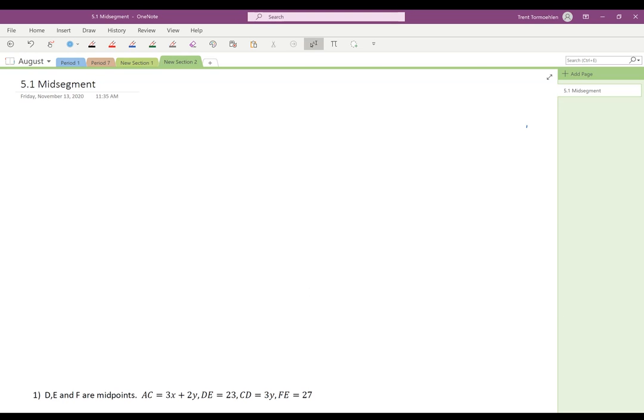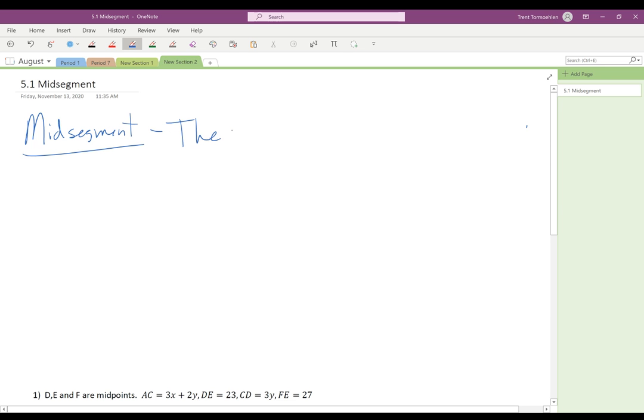Okay, so in section 5.1, we're talking about the mid-segment of a triangle. And the mid-segment itself is very easy to understand because it is simply the segment that connects two midpoints of the sides of a triangle. The segment, not the connect, the segment that connects two midpoints of the sides of a triangle.